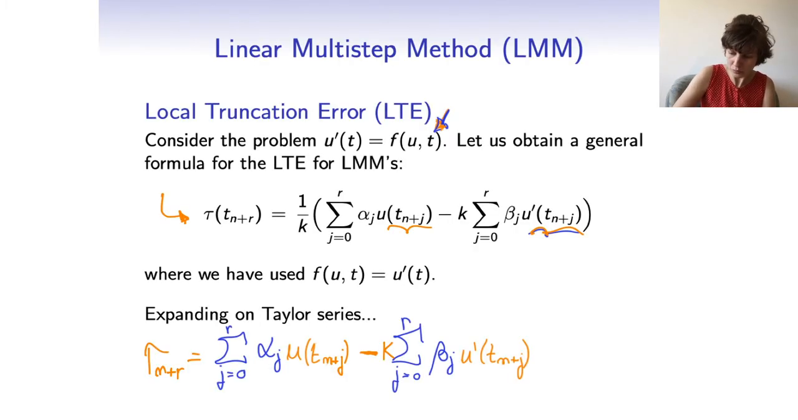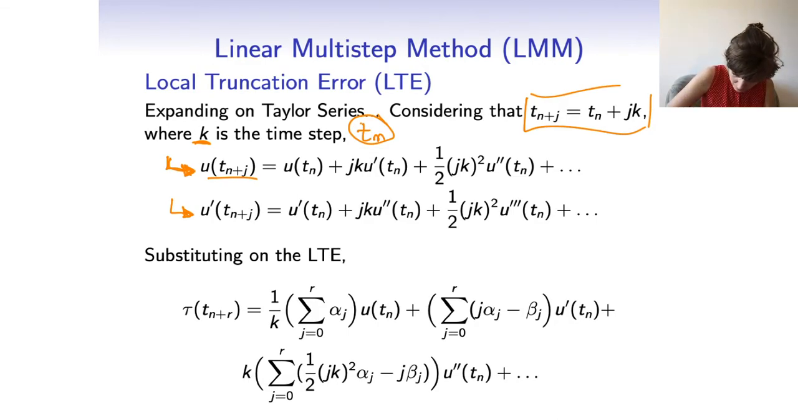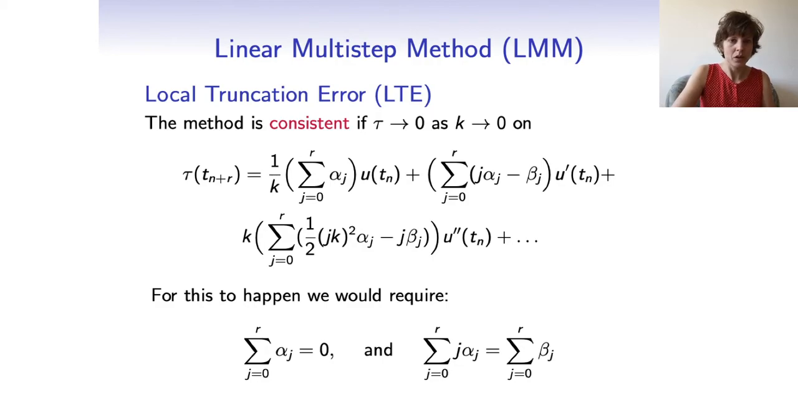So we substitute here and here. It's missing some parentheses here. And if we just write it in terms of these functions here, we are just putting in evidence the terms that are multiplying these functions. Then we say that the method is consistent if the local truncation error goes to 0 as k goes to 0.